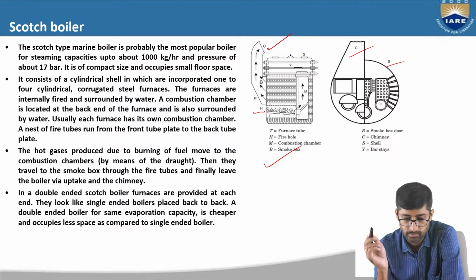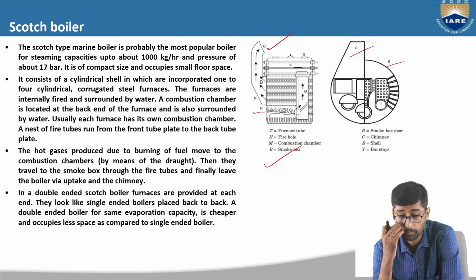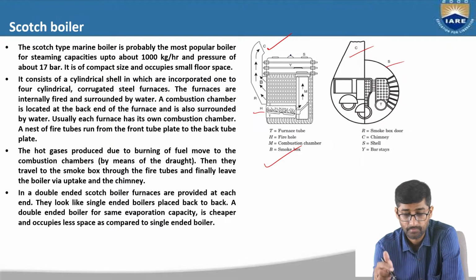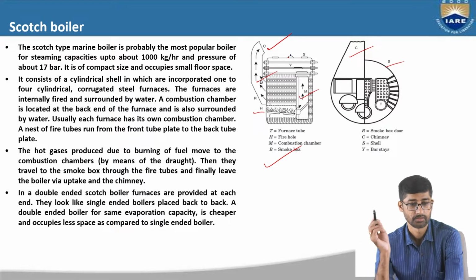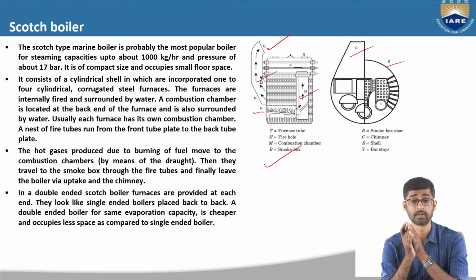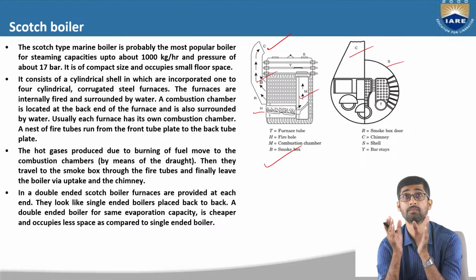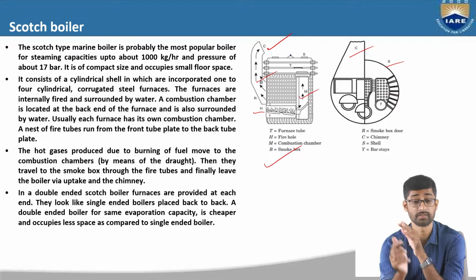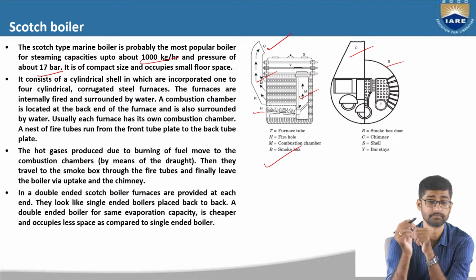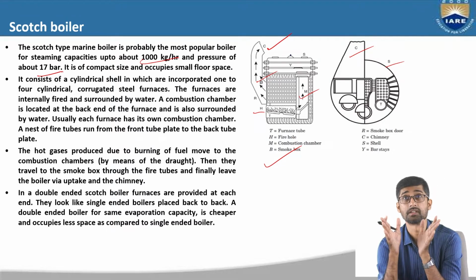You see here there is a fire hole. We are giving the fire for the burning of the fuels. We're providing the fuel, and this is the combustion chamber, and this is the smoke box, right? The Scotch boiler or marine boiler is probably the most popular boiler for steaming capacities up to about 1000 kg per hour and a pressure of about 17 bar. And it is of compact size and occupies very less floor area.